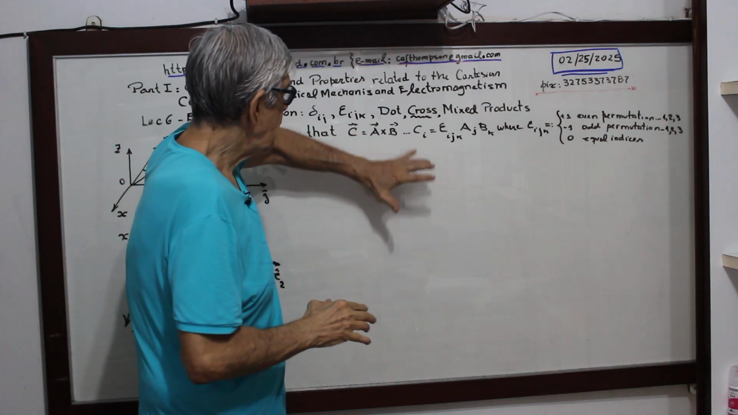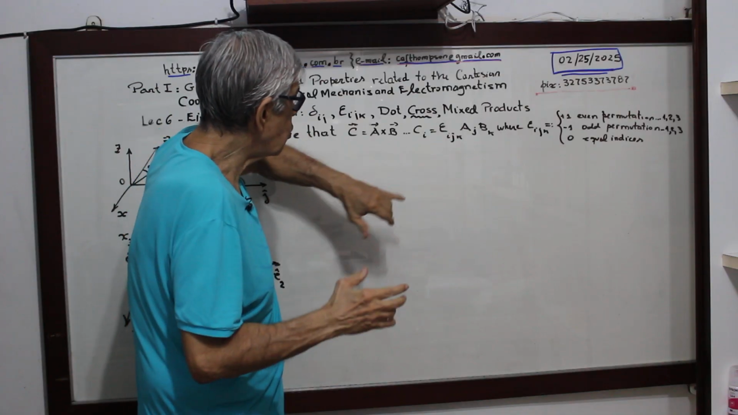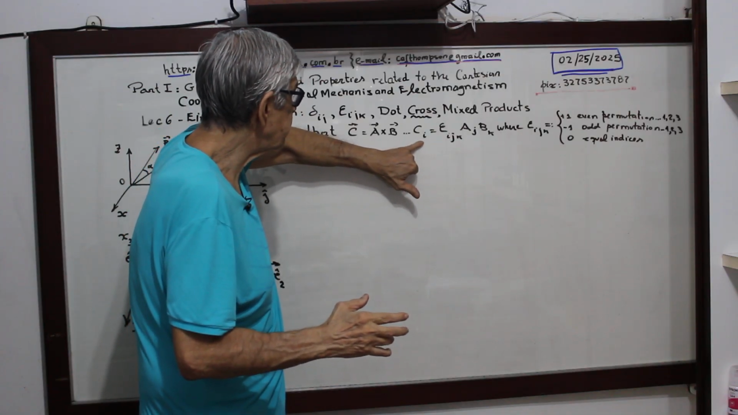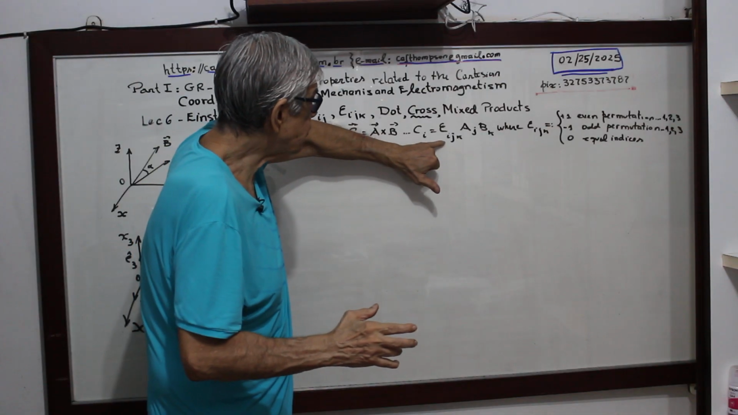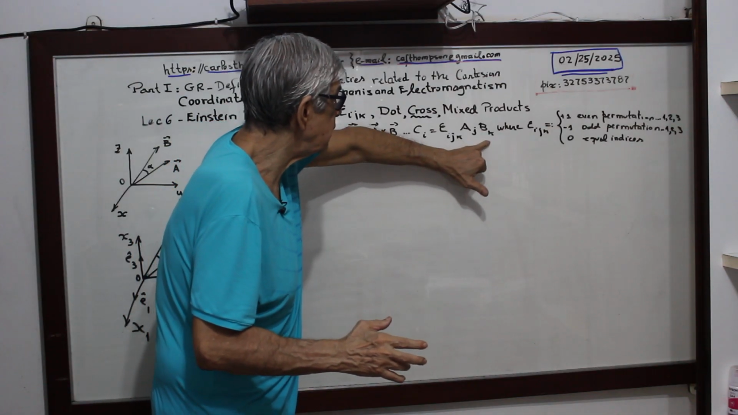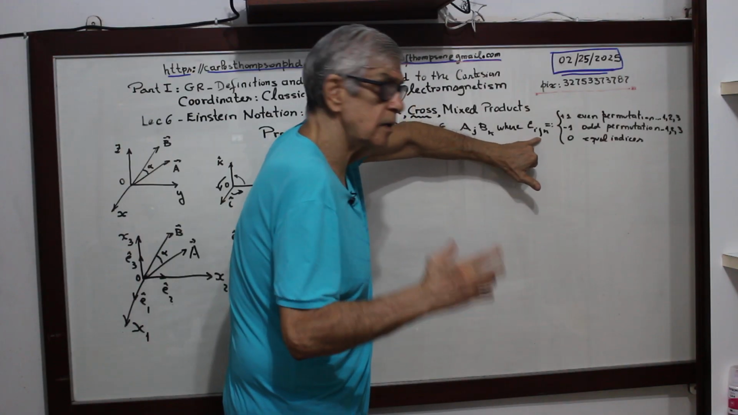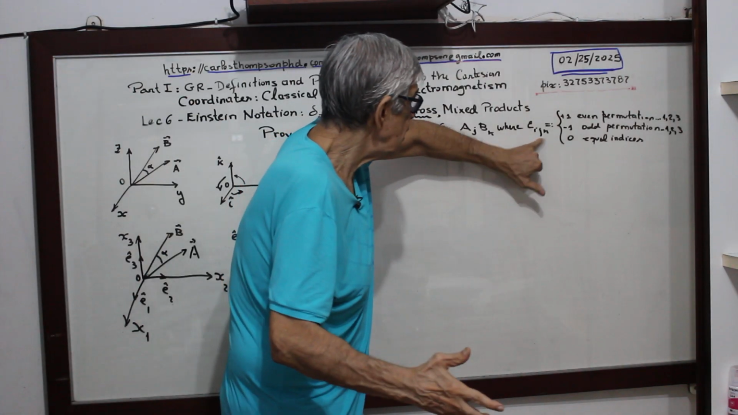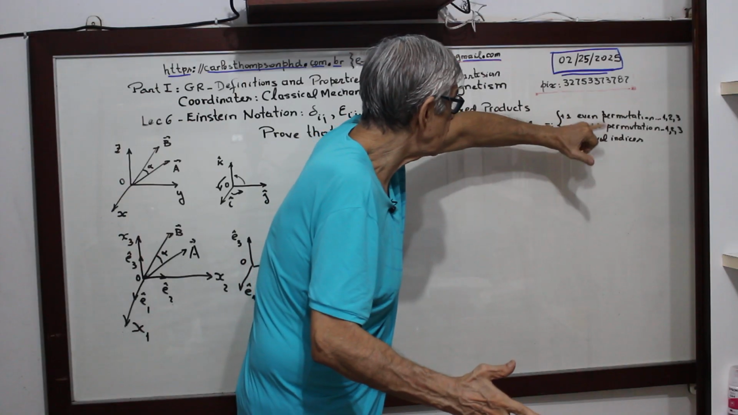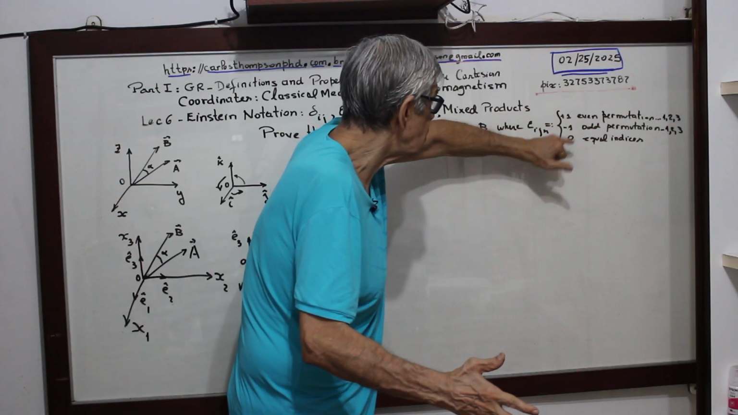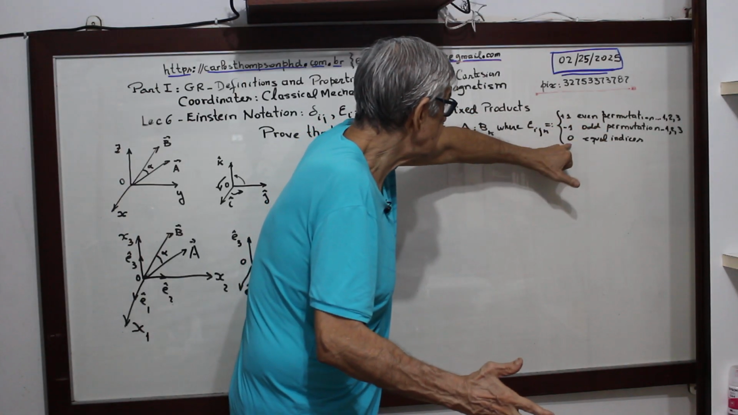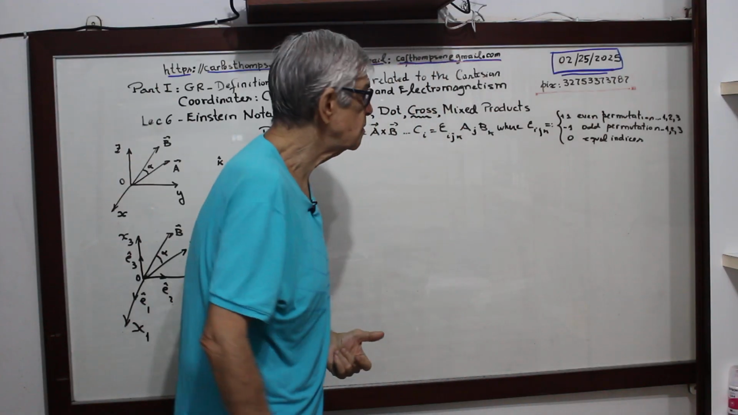I want to show that C sub i is epsilon ijk, a_j b_k, where the permutation symbol, the Levi-Civita symbol, is defined like that. Plus 1 for an even permutation, minus 1 for an odd permutation, and 0 for equal indices.